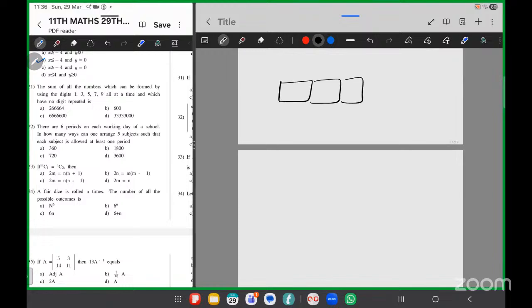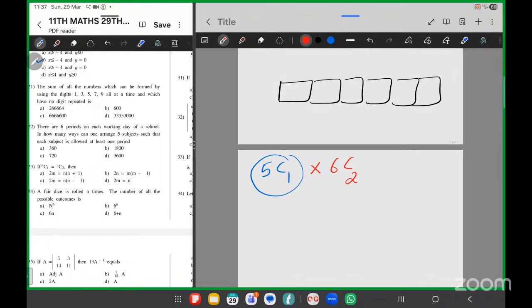1, 2, 3, 4, 5, 6. So one subject will be getting 2 periods. So any of the 5 subjects can be taken so that you can provide 2 periods for that. So that can be selected in 5C1 ways. And out of the 6 periods, any 2 periods can be taken for this particular subject. That is 6C2 ways.